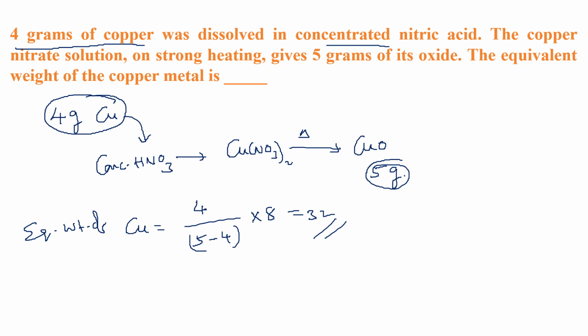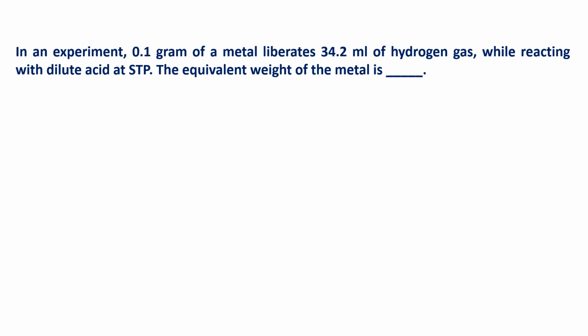So given weight divided by oxide weight into 8, because equivalent weight of oxygen is 8. So finally what you will get? Equivalent weight of the metal, that is copper, is 32. Next problem.